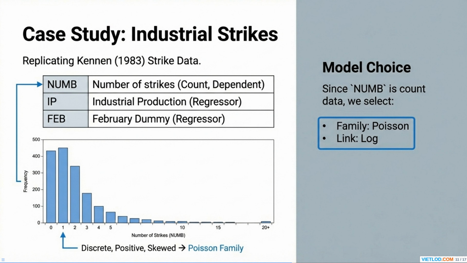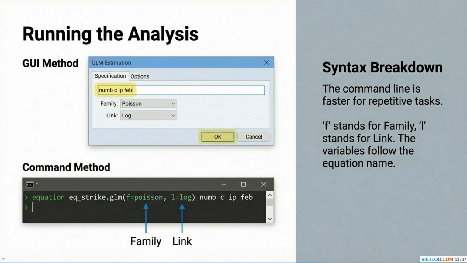Looking at the histogram, the data for num is clearly not normal. It's skewed to the right with a long tail, which strongly suggests a distribution from the Poisson family. Since our dependent variable, the number of strikes, is a count, the GLM decision tree points us directly to the Poisson family with a log link. This ensures our model will predict a non-negative number of strikes.